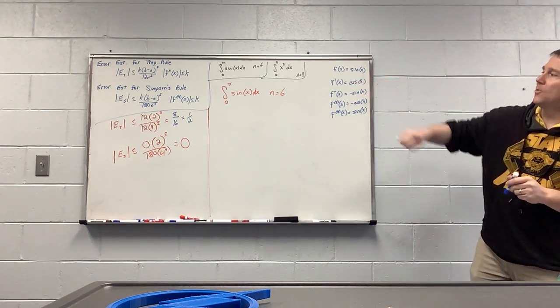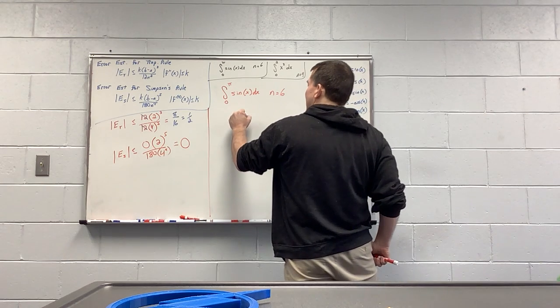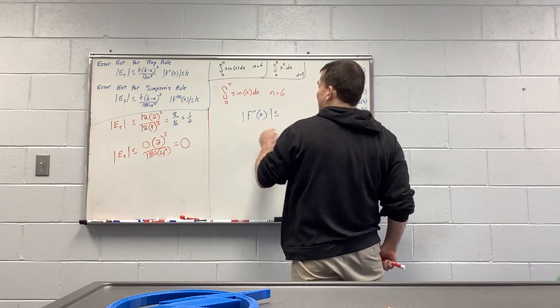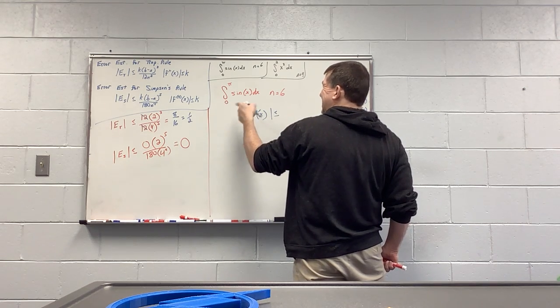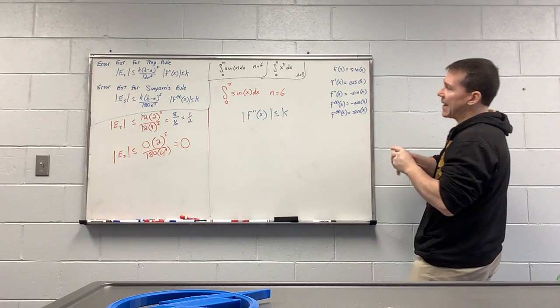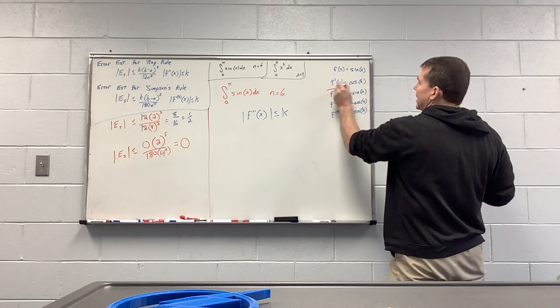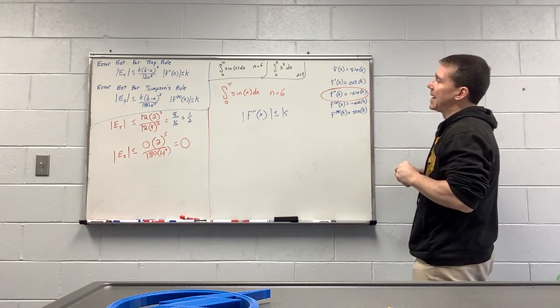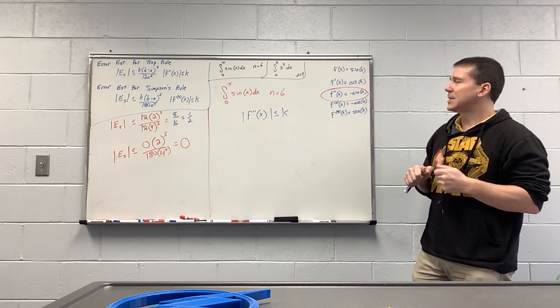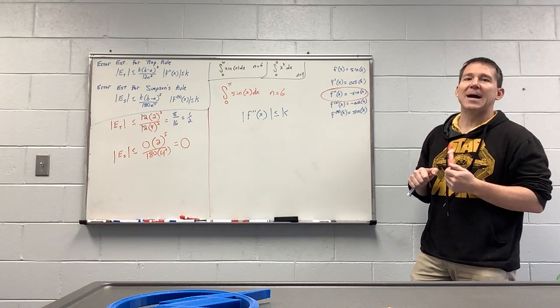Now for the trapezoidal rule, I need to find my k. So the absolute value of the second derivative of x for all x's in my interval, in this case 0 to pi, has to be less than or equal to k. So I look at my second derivative, it's negative sine. The negative doesn't actually matter because we're looking at the absolute value. So it's sine of x on the interval 0 to pi.